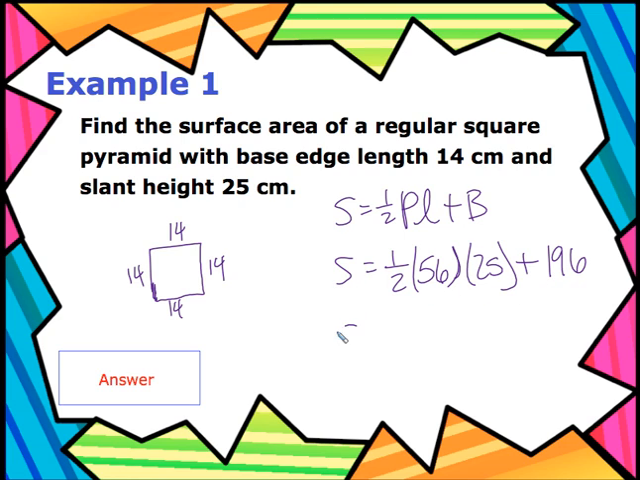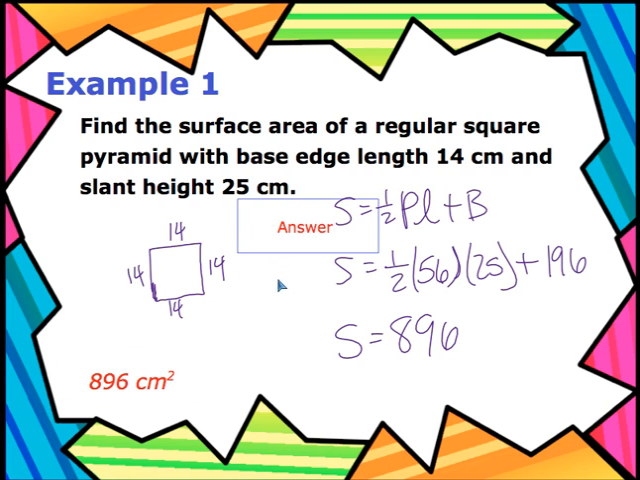And then you type that whole thing in your calculator. So 1/2, and you can do 0.5 in the calculator if you'd like, times 56 times 25 plus 196. I got 896. Perfect.